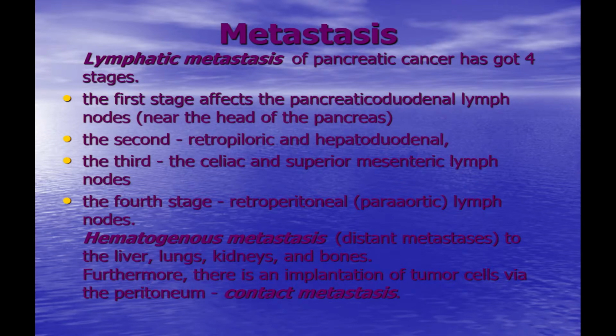Metastasis. Lymphatic metastasis of pancreatic cancer has 4 stages. The first stage affects the pancreatoduodenal lymph nodes near the head of the pancreas. The second, retropyloric and hepatoduodenal lymph nodes. The third, the celiac and superior mesenteric lymph nodes. The fourth stage, retroperitoneal para-aortic lymph nodes.